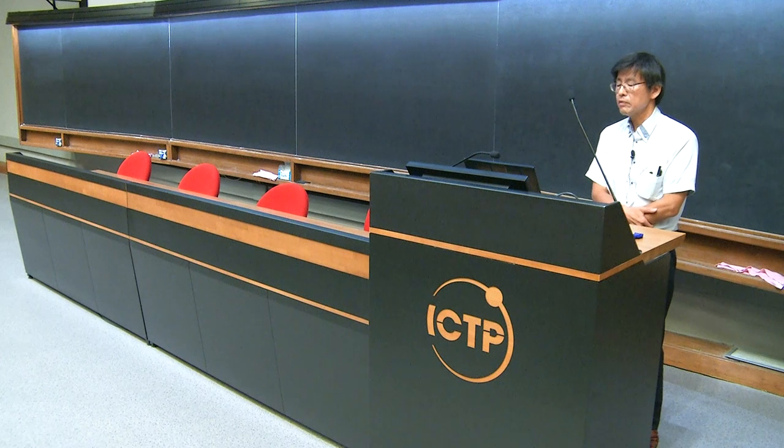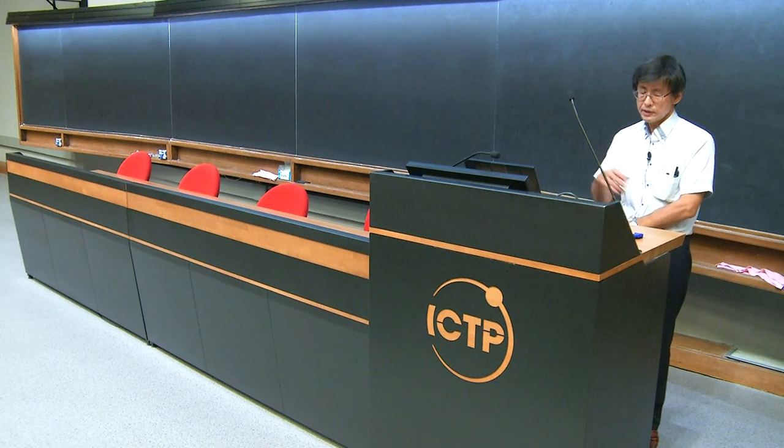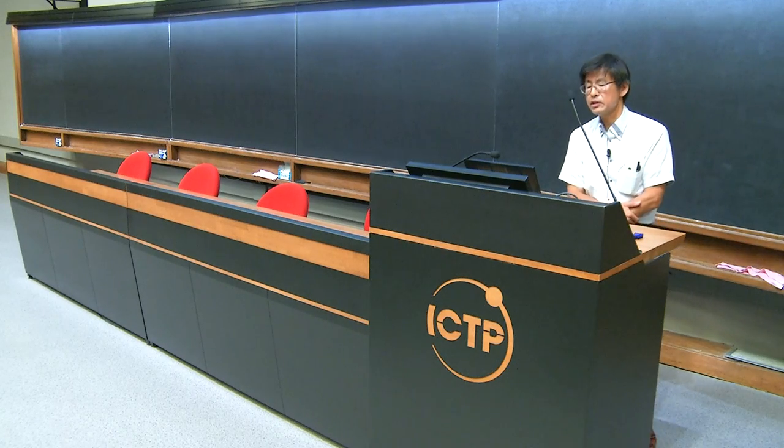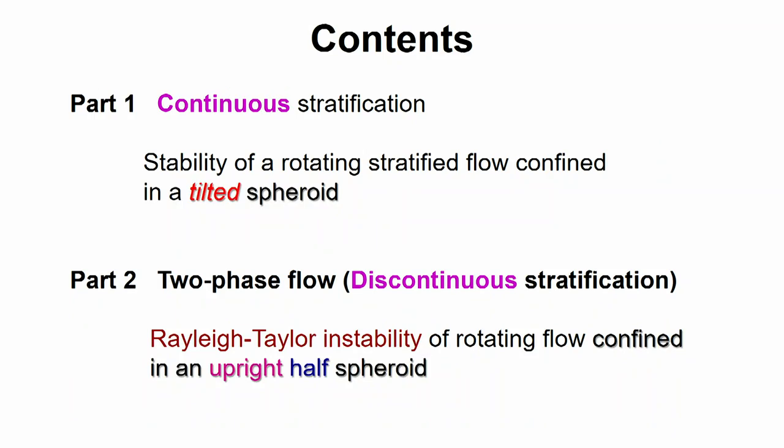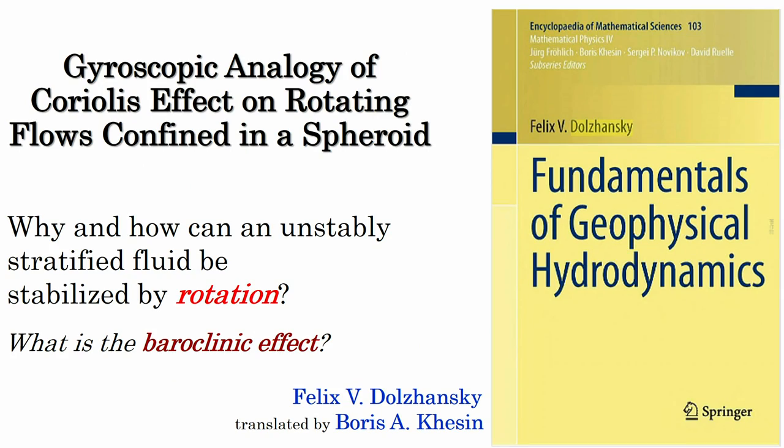One is a toy model of a continuous stratification of a linear flow confined in a spheroid. In the second part, we look into the Rayleigh-Taylor instability. I was much influenced by this book by the late Professor Dorochenskis, and the translator Boris Hissings, which describes how Poincaré's idea is extended to the present day.